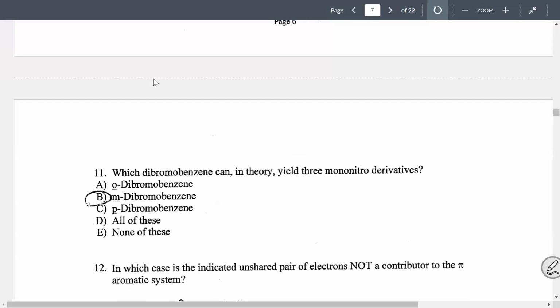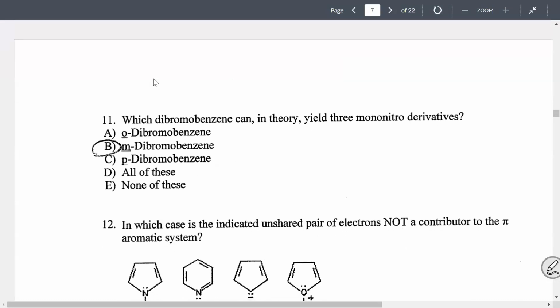Okay, this one. Well, it's in the third position. That is like the third position. Dibromobenzene.